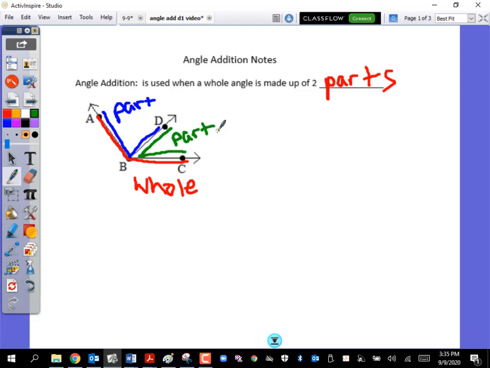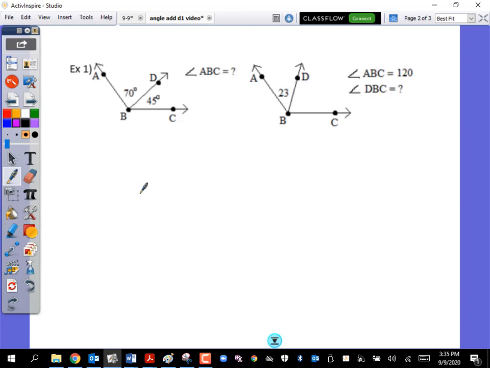The idea is still, just like when we did segment addition, that when you add these two parts, these two smaller angles together, they're going to add up to the whole thing. So I can still use the equation part plus part equals whole. Okay? So we're still using that idea. It's not going away. All right, let's see that in practice.